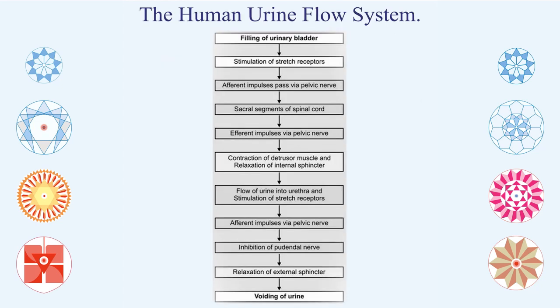Now let's understand the urine flow system, how things actually work within the body. Right on top you can see filling of the urinary bladder, which slowly and steadily accumulates. Males can retain a little more than 400 and females a little more than 500 ml as such. But when it goes beyond that, then the stretch receptors process, the micturition reflex, starts taking place. That is the second thing we are talking about, stimulation of stretch receptors. What do they do? Afferent impulses pass by the pelvic nerve.